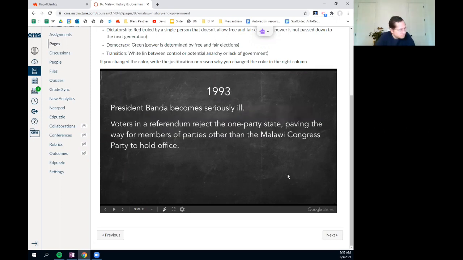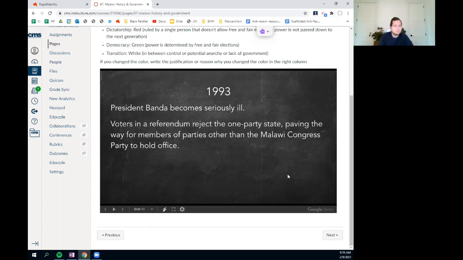93. He becomes seriously ill. This is usually what happens when a dictator is in power until they die. Voters in a referendum, so people vote, people get together, and they reject the one-party state. They say we need to have more political parties. Okay, so other parties can hold office. So you're starting to see maybe some transition. Okay, maybe some transition.